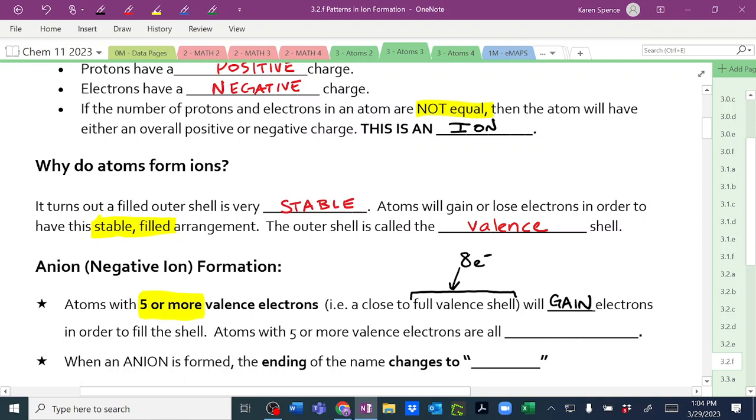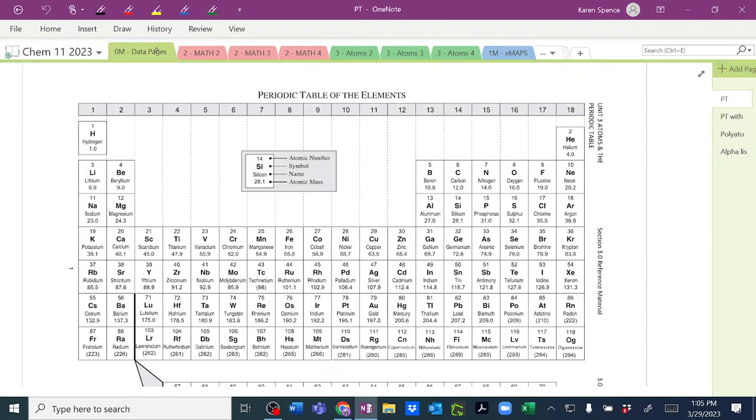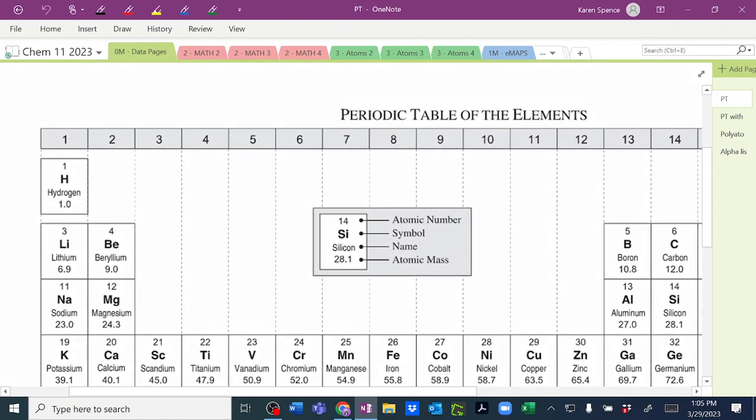What type of elements have 5 or more valence electrons? What are the 2 main types of elements? There's metals and nonmetals. Which kind, metals or nonmetals, have 5 or more valence electrons? That's a tricky one, right? Let's go to our periodic table and make sure that we know this for the future. We did this a little bit yesterday, but we are going to do it again today.